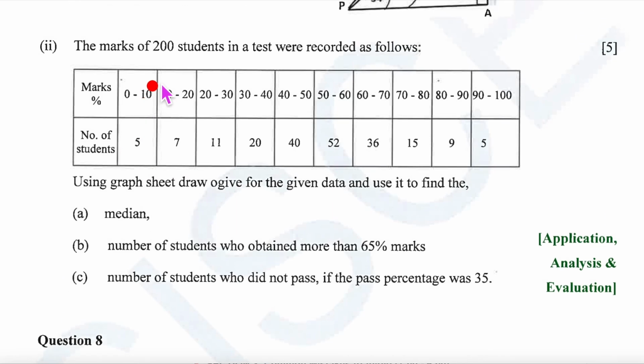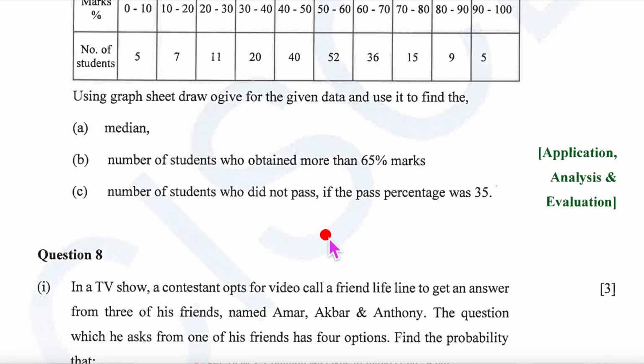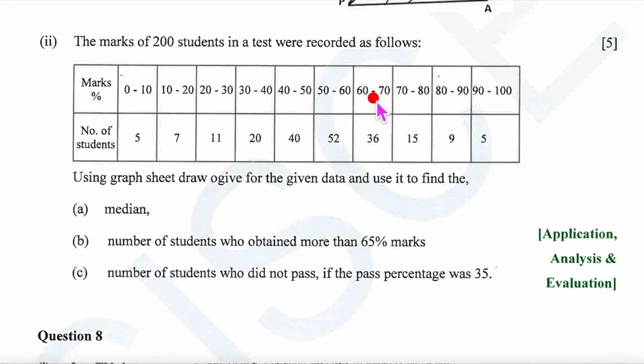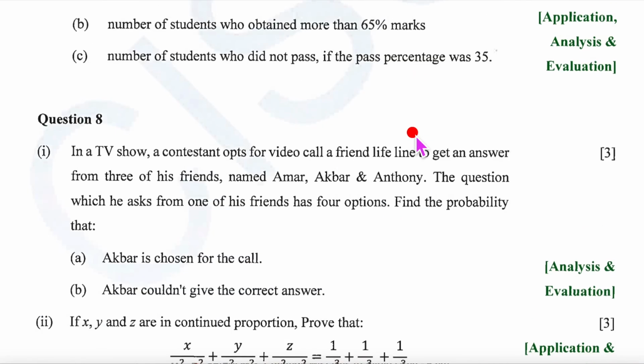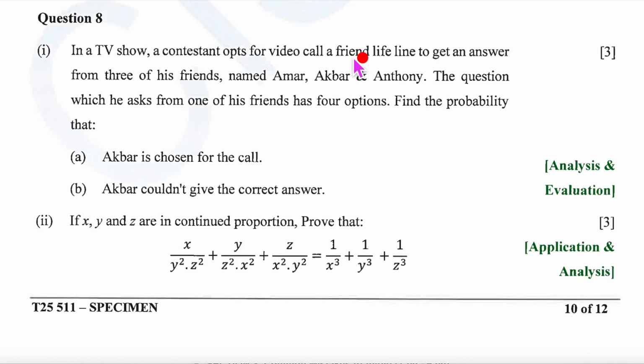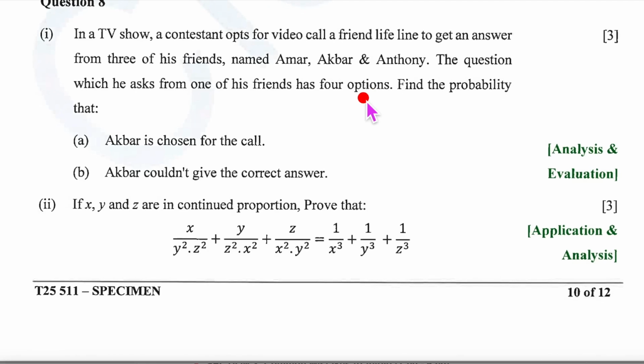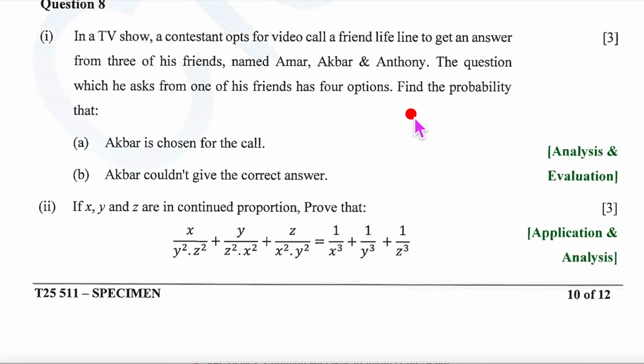That number upon total 200 will give us the percentage. So this is doable, and this also is doable, although it looks a little daunting, but it is doable. Let's come to question number 8. Now here we have, this is a probability question. Seems to be pretty simple.